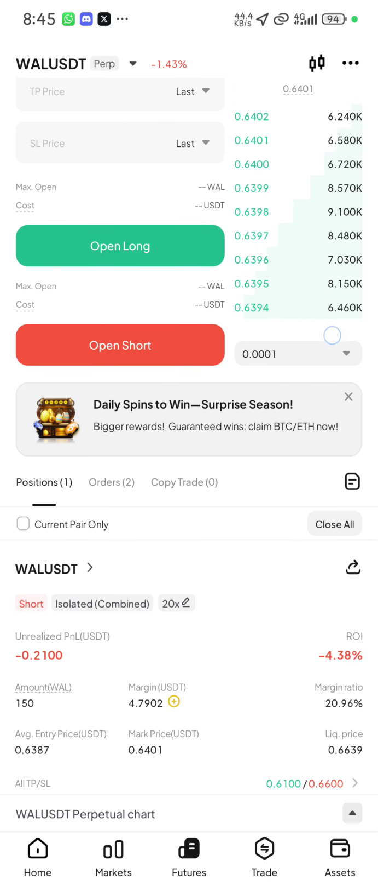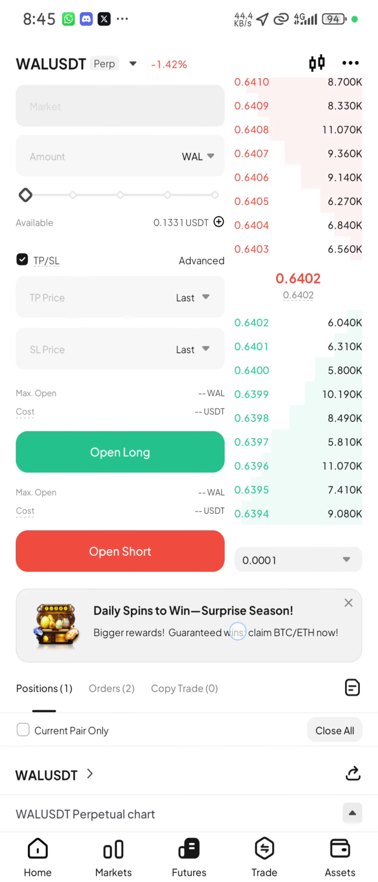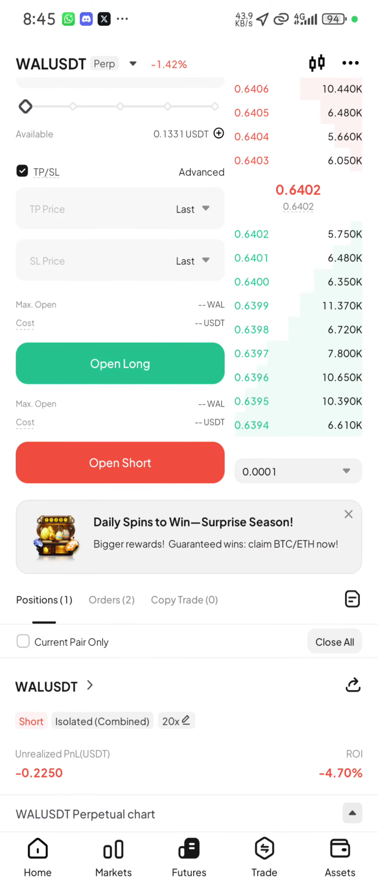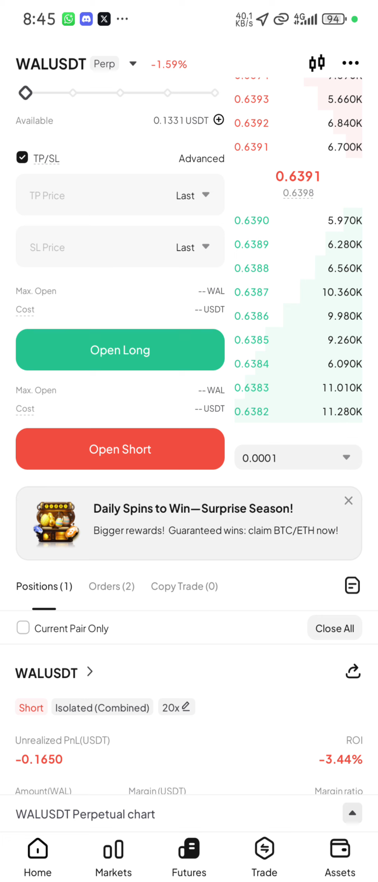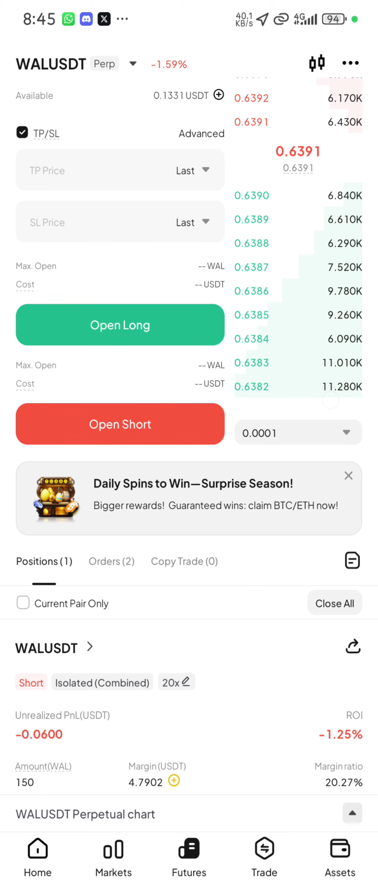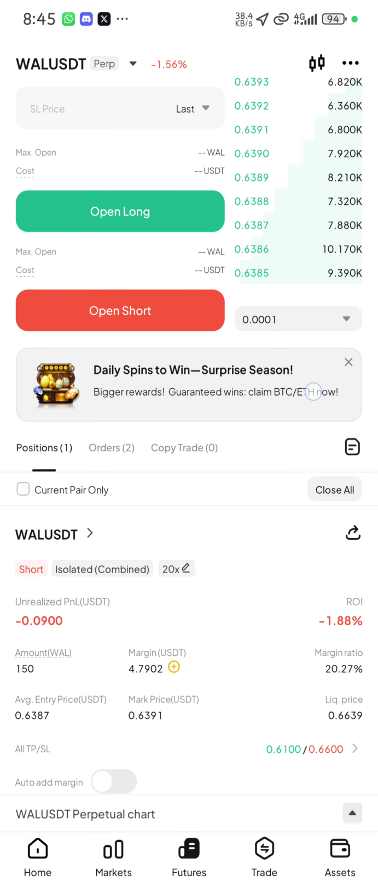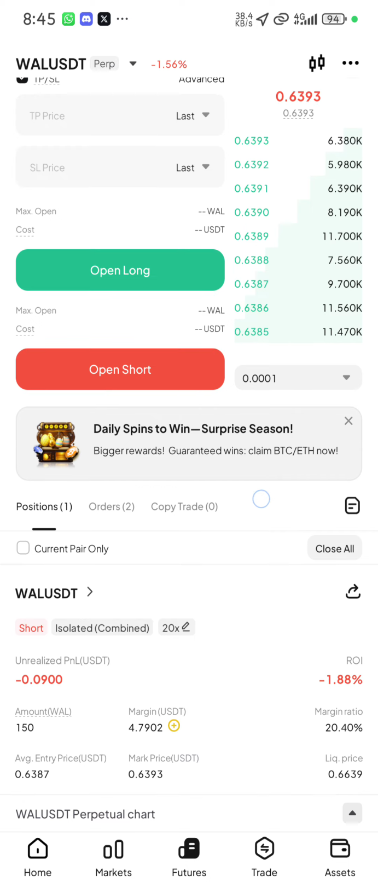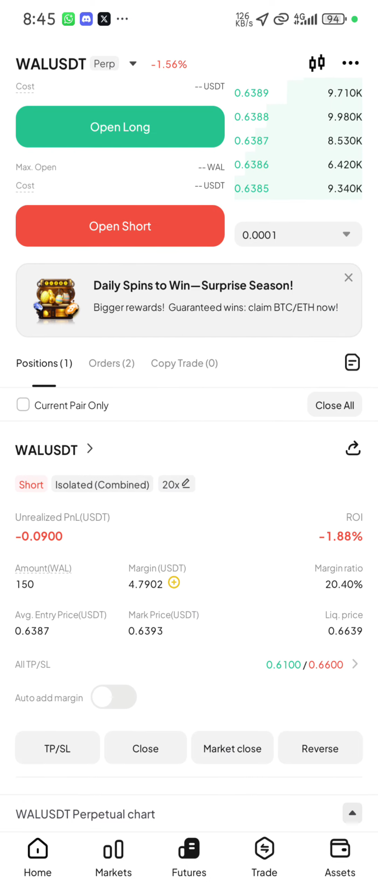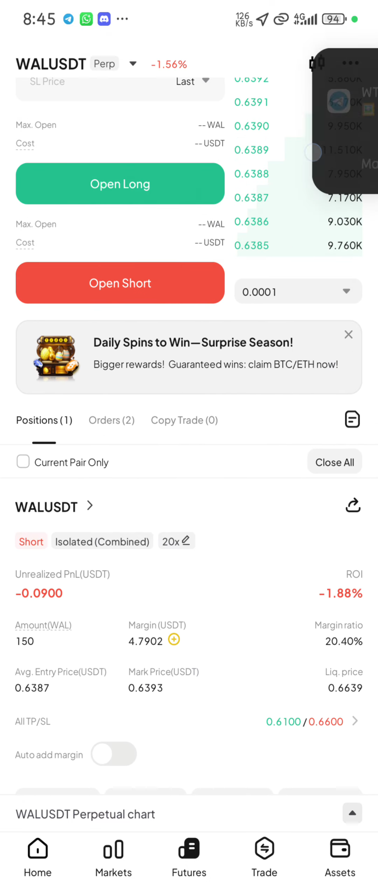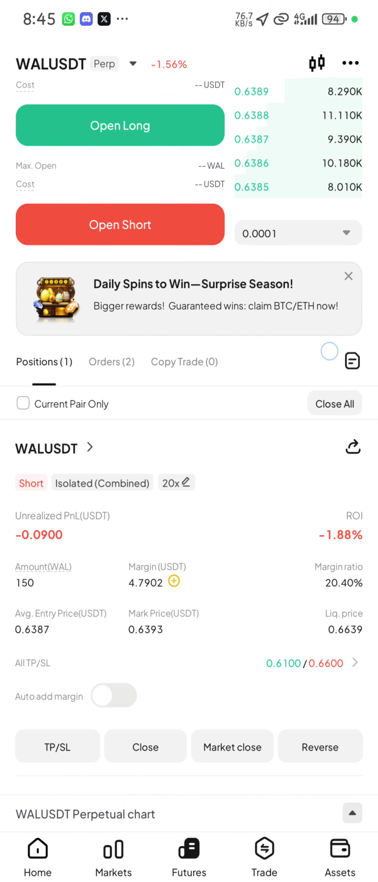That's basically how trading works for any exchange you are using. So that's basically it. I'm going to wait. I think this trade is going to go back to 0.6387. Let me wait. I will just cut off the loss because I didn't want to enter the trade in the first place. I mistakenly pressed that.